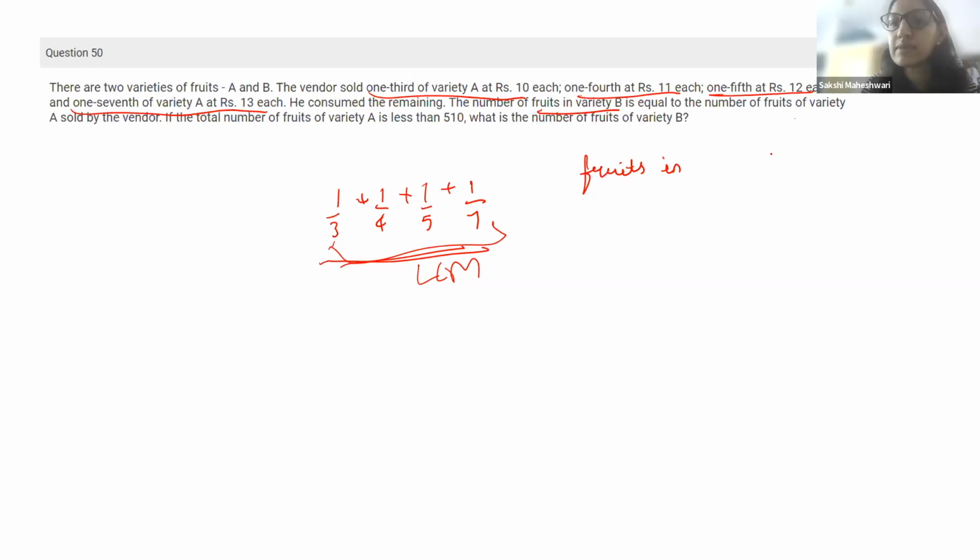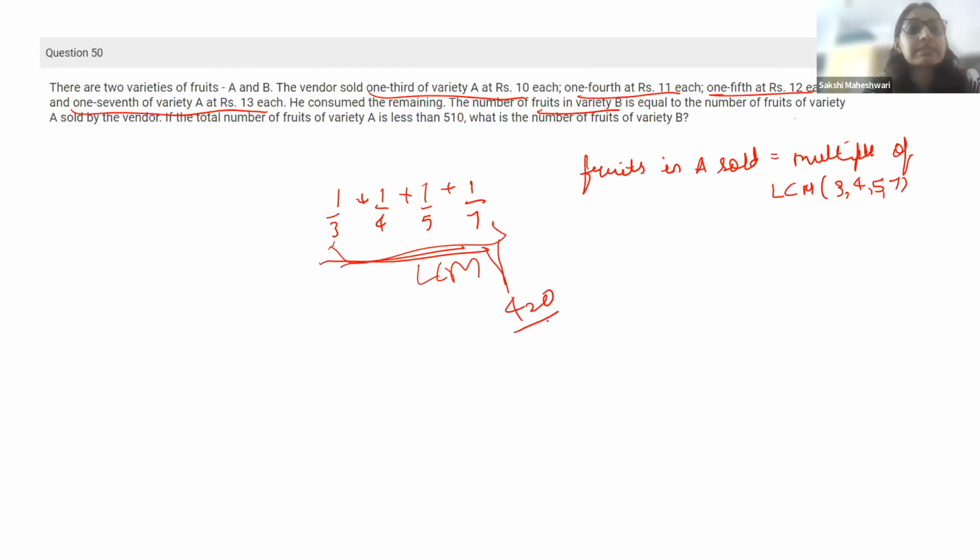Are you getting my point? Like he's selling this fruit integrally. He's not selling half. So what is the LCM? 7 times 5 is 35, times 4 is 140, times 3 is 420. Now it's given that the total number of fruits in variety A is less than B.